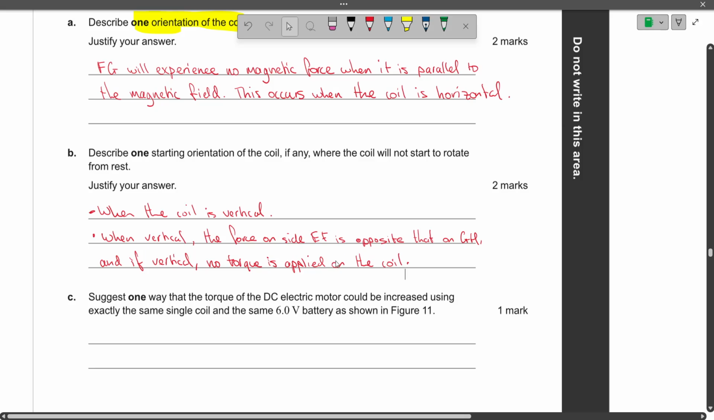And that's it. That's all you've got to really talk about, I think. So we specified the orientation and we specified why. And really it's just, yeah, the no torque. Part C, suggest one way that the torque of the DC electric motor could be increased using exactly the same coil and the same 6-volt battery as shown in figure 11.